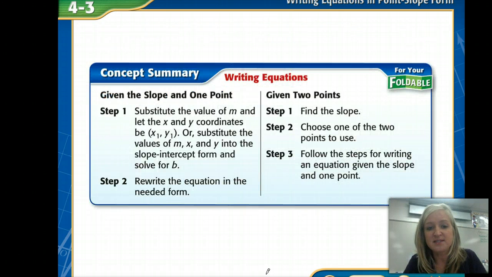All right, concept summary for writing equations given the slope and 1 point, and then given 2 points. Given 1 point, we substituted the value of m, x, and y, and then we solved for b. Given 2 points, you first find the slope, choose one of the 2 points to use, and then follow the steps for writing the equation given the slope and 1 point. This is kind of a refresher from slope-intercept form as well as standard form.